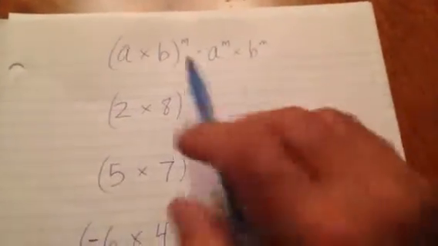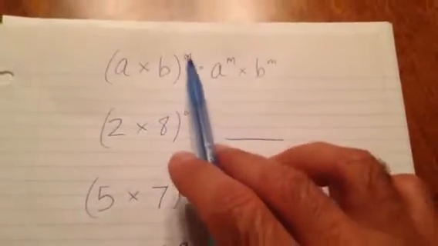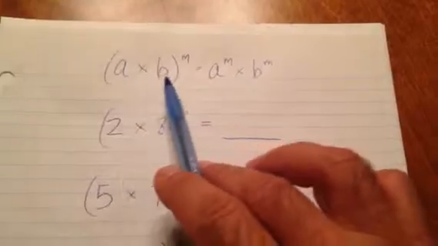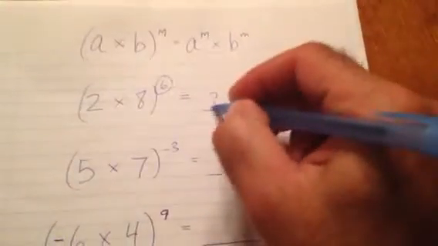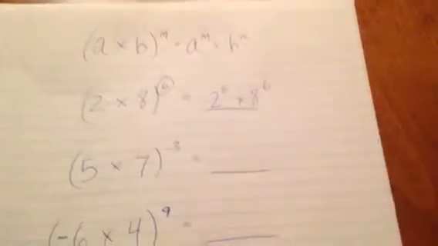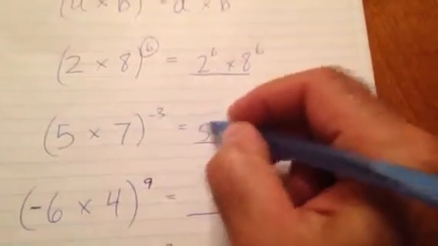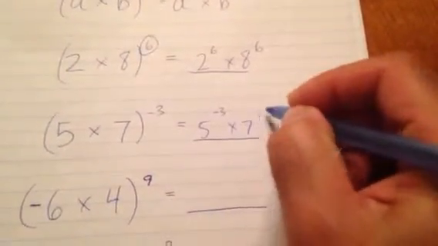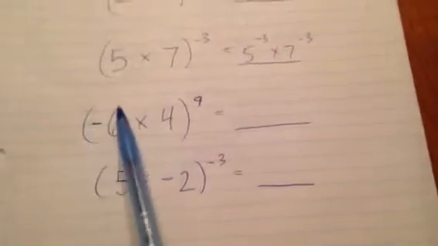It was a times b to the m is equal to a to the m, b to the m. This is where this exponent attaches to both of these numbers, right? A to the m, b to the m. So in this case, the 6 will attach to the 2 and the 8. So it's 2 to the 6 times 8 to the 6. This one here, we attach this to each one of these. So 5 to the negative 3 times 7 to the negative 3. That is super easy.